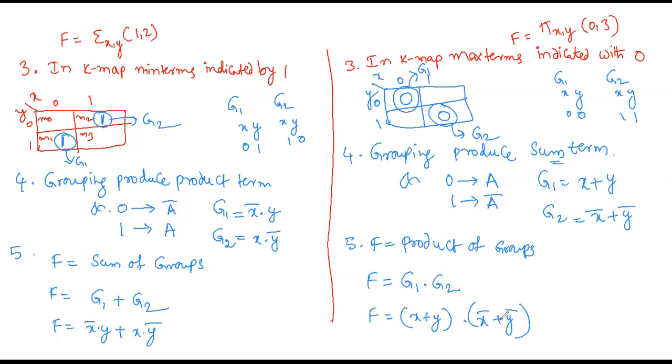If you have any doubt, ask me. Otherwise, we'll go to one problem. Okay. Going with one problem. Rules are same. For the minimization, rules are same for POS and SOP form.